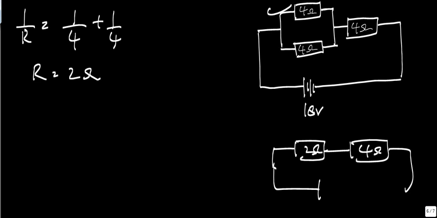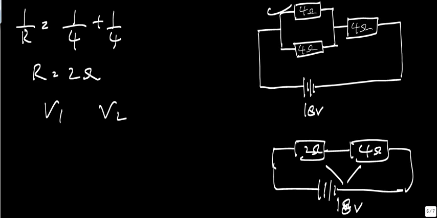So if you want to find the current and voltage of each of these, you can find it now. This is 18 volts. I'm going to solve it by shortcut this time. I know that 18 volts is being distributed into 2 and 4. Let's say V1 and V2. This is V1, this is V2. It should be in the ratio of 2:4, that's 1:2.